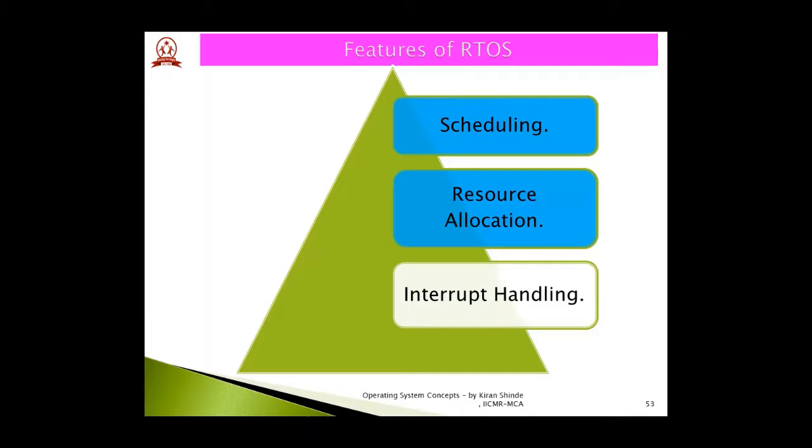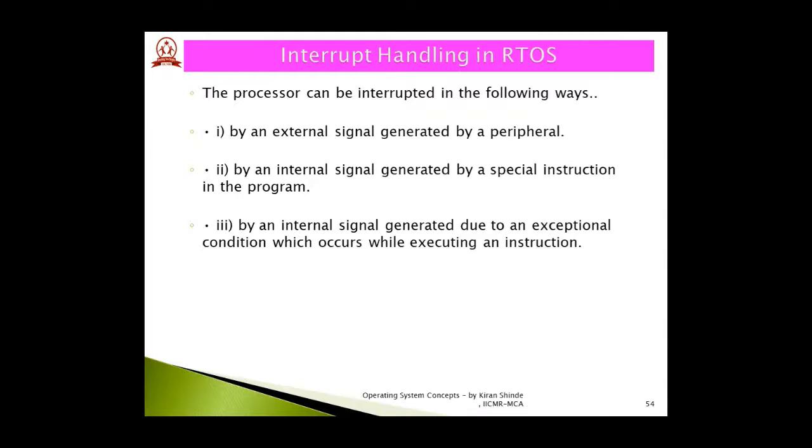Now, the next feature of RTOS we are going to talk about is interrupt handling. As you must have studied what an interrupt is, the processor can be interrupted in the following different ways. Number one, it can be interrupted by an external signal, which can be generated by any IO peripheral. It can be interrupted by an internal signal, which can get generated by a special instruction in the program.